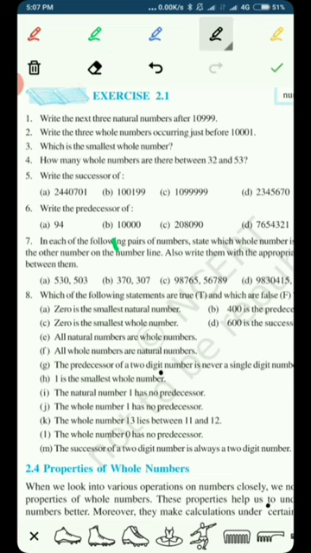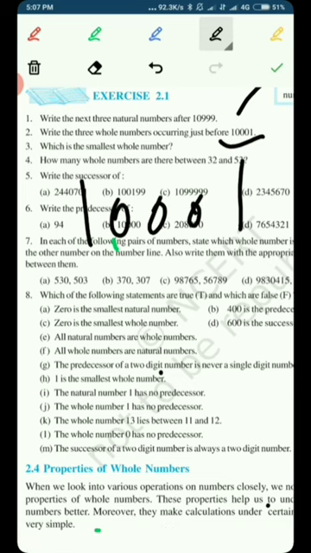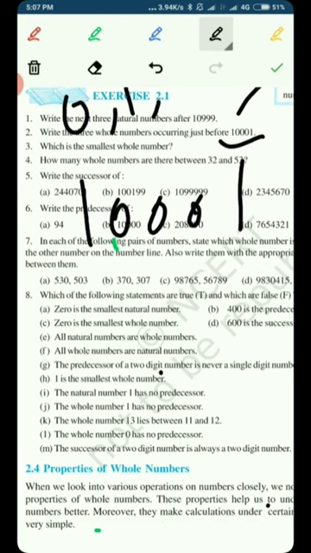Question number 2. Write the three whole numbers occurring just before 10,001. There are two important points in this question. First, they are asking for whole numbers, and they are not asking for the next three, they are asking for the three whole numbers occurring just before 10,001. Whole numbers are the numbers which start from 0, 1, 2 and go up to infinity.